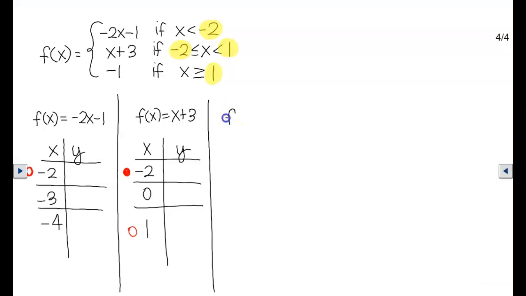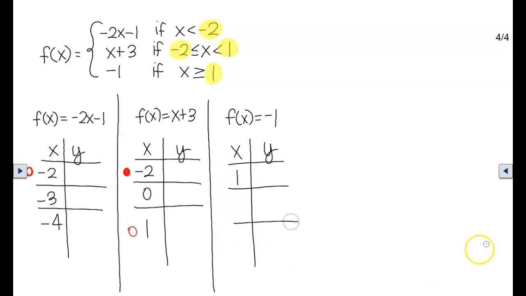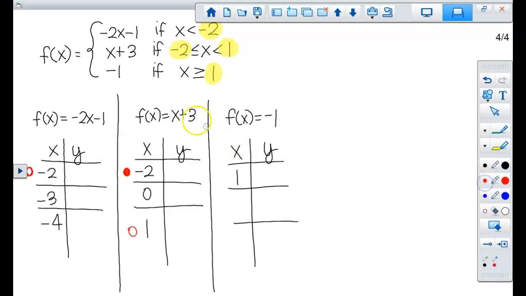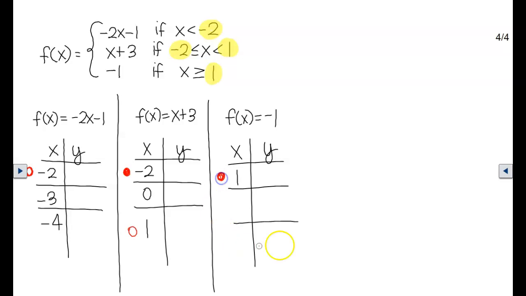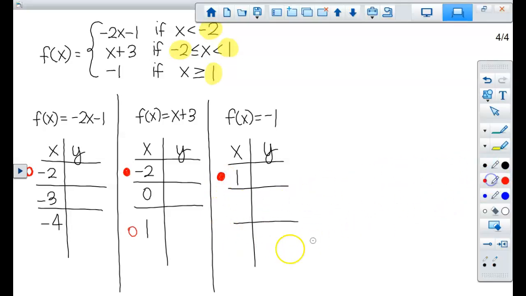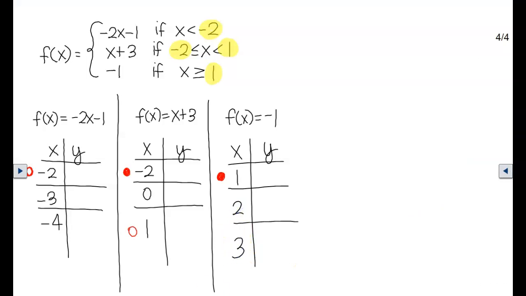All right, and then for this last one, we have f of x is equal to -1. We're going to make our table. The only number mentioned is 1. So I will get to choose the two others. 1 has an equal to bar with it, so that's going to be a filled-in circle. And the x's I choose have to be greater than 1, so 2 and 3, why not? Make life easy. So here would be the setup for this.